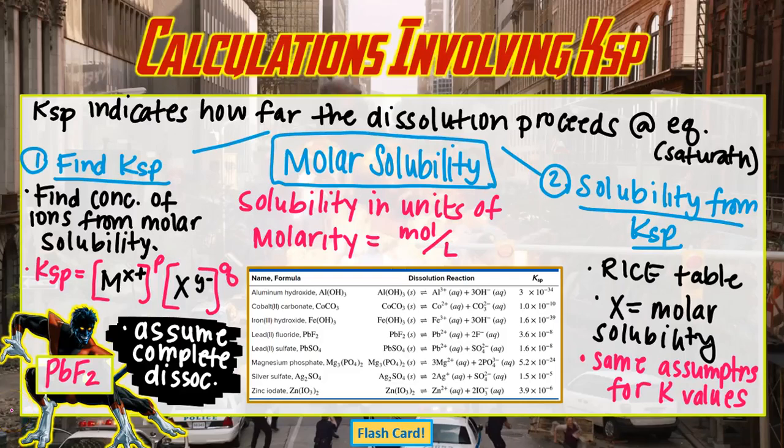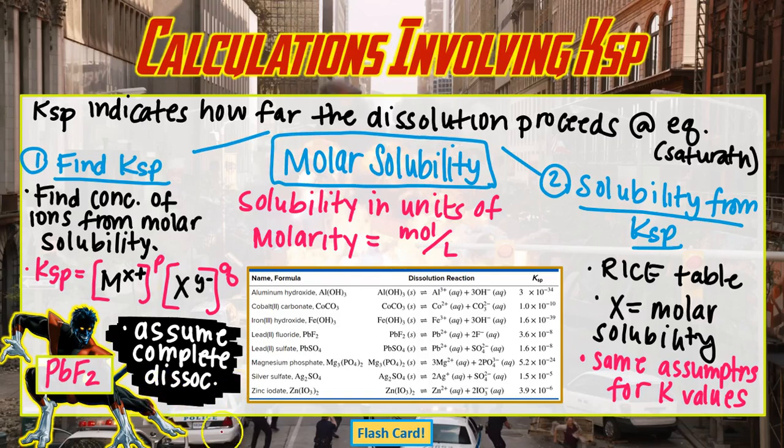In chapter 13 and 14, we encounter two types of equilibrium problems. One type where we use concentrations or other quantities to find K, and of course the other type where we use K to find concentrations with a RICE table. Well, guess what, folks? The problems involving Ksp are the same, with the same assumptions for K values like we saw before, and of course, one big assumption that we use for solubility problems, which is that we assume complete dissociation for those slightly soluble compounds to their aqueous ions.